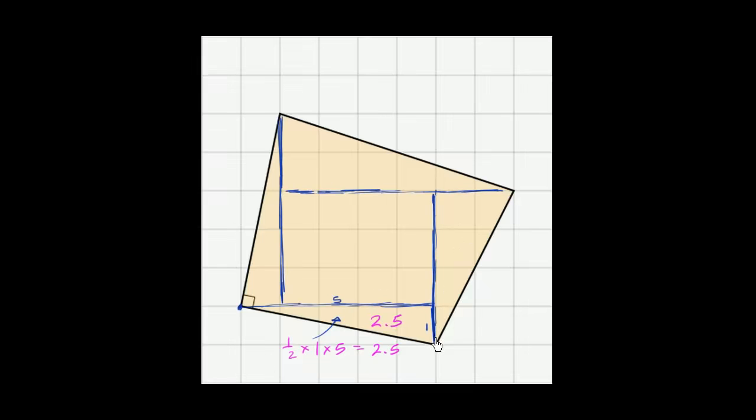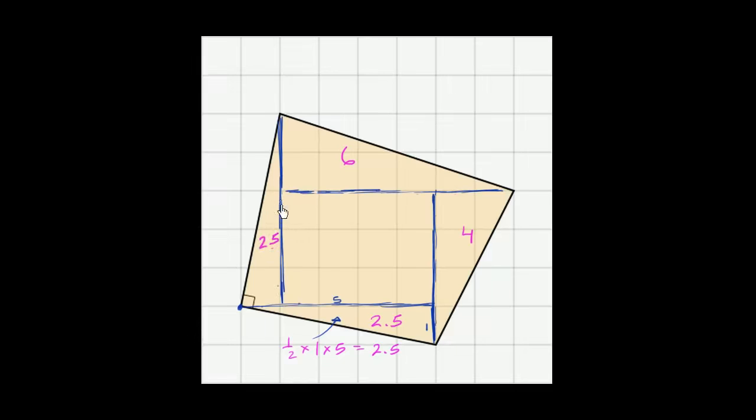This one is going to be 1/2 times 4 times 2. Well, that's just going to be 2 times 2, or 4. This one is going to be 1/2 times 2 times 1, 2, 3, 4, 5, 6. Well, 1/2 times 2 is 1, times 6 is just 6. And then this was going to be 1/2 times 1 times 1, 2, 3, 4, 5. So once again, the area of this one is going to be 2.5.